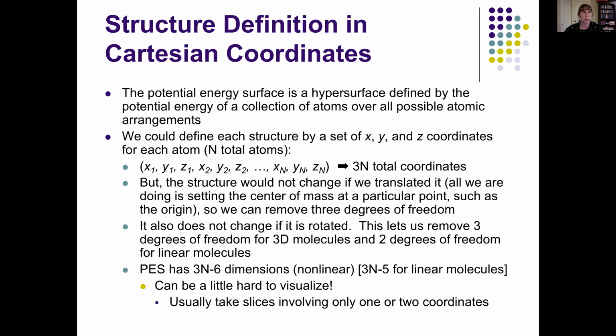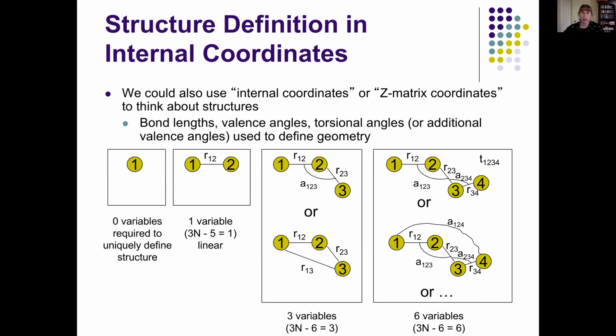Another way of representing our structure could be in internal coordinates. Internal coordinates can sometimes be called z-matrix coordinates. The idea here is that we're going to use things like bond lengths, angles, and torsional angles to define the geometry. So the way we'll do this is, if we had one atom, we really don't need to define the structure. We already know the structure, so there aren't any variables that are required.